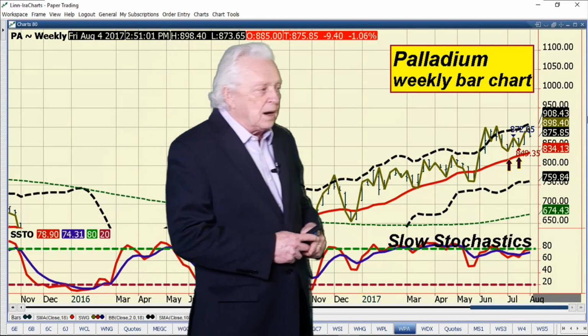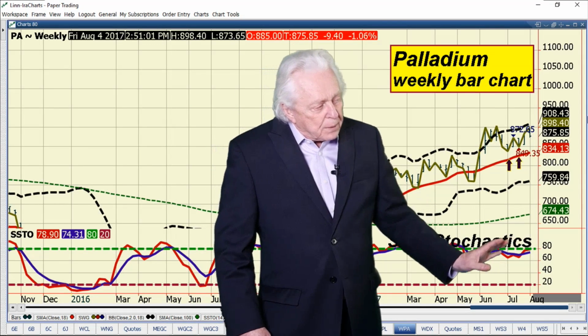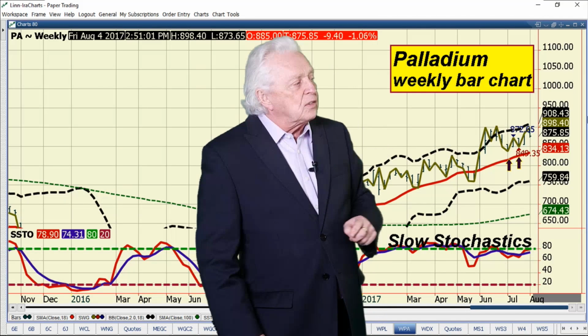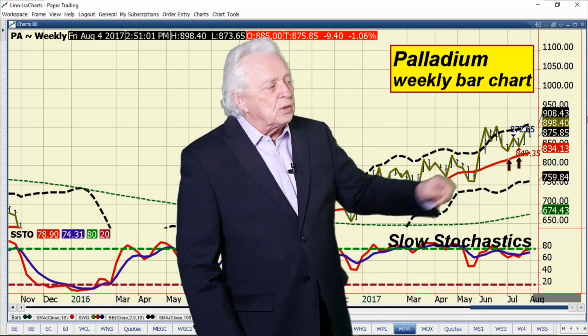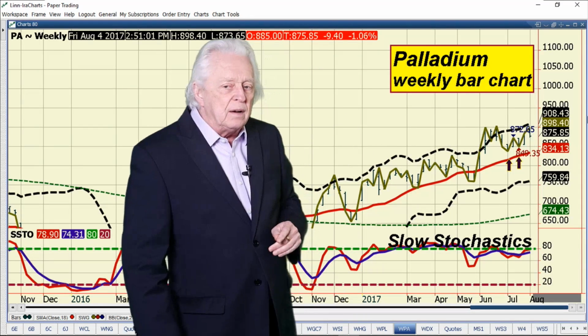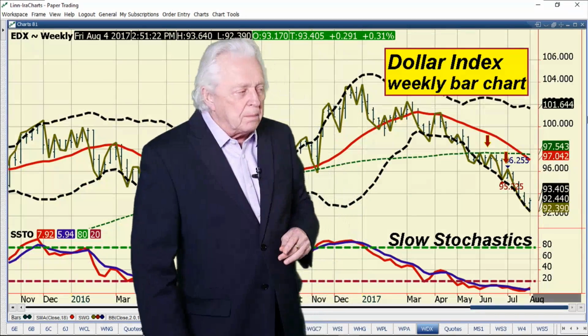In the palladium market, the market's in an uptrend. It is overbought, but still has that upside momentum. It made the higher high, and it looks like it's going to give a little bit of a weaker close this week. Didn't quite get up to what we wanted to see at the 908.40 level in the upper Bollinger Band. The market's running out of some steam in the palladium market.